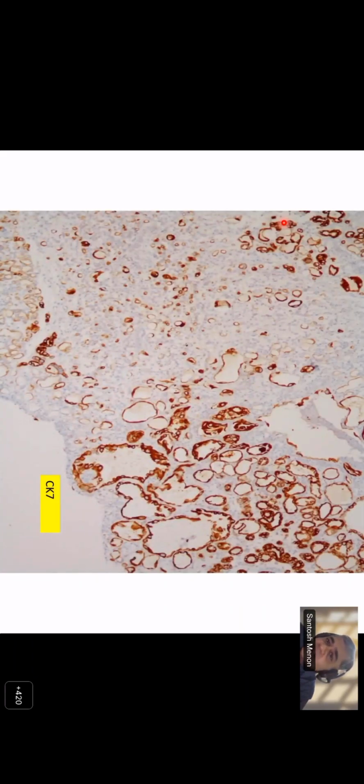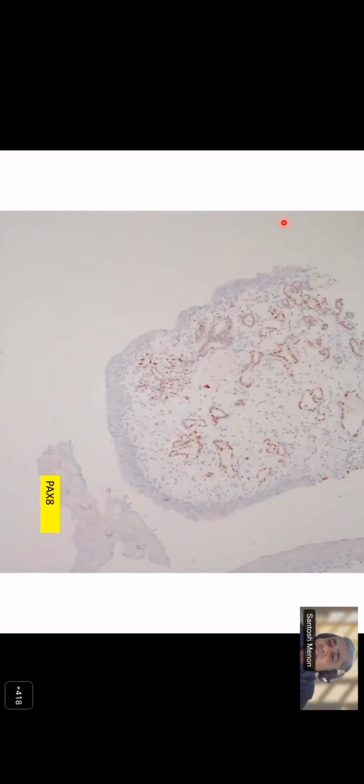But I think the pinching thing in this is the presence of these tubules. You should know that most nephrogenic adenomas will have a tubulopapillary kind of appearance, and that's very, very important to know about nephrogenic adenoma.